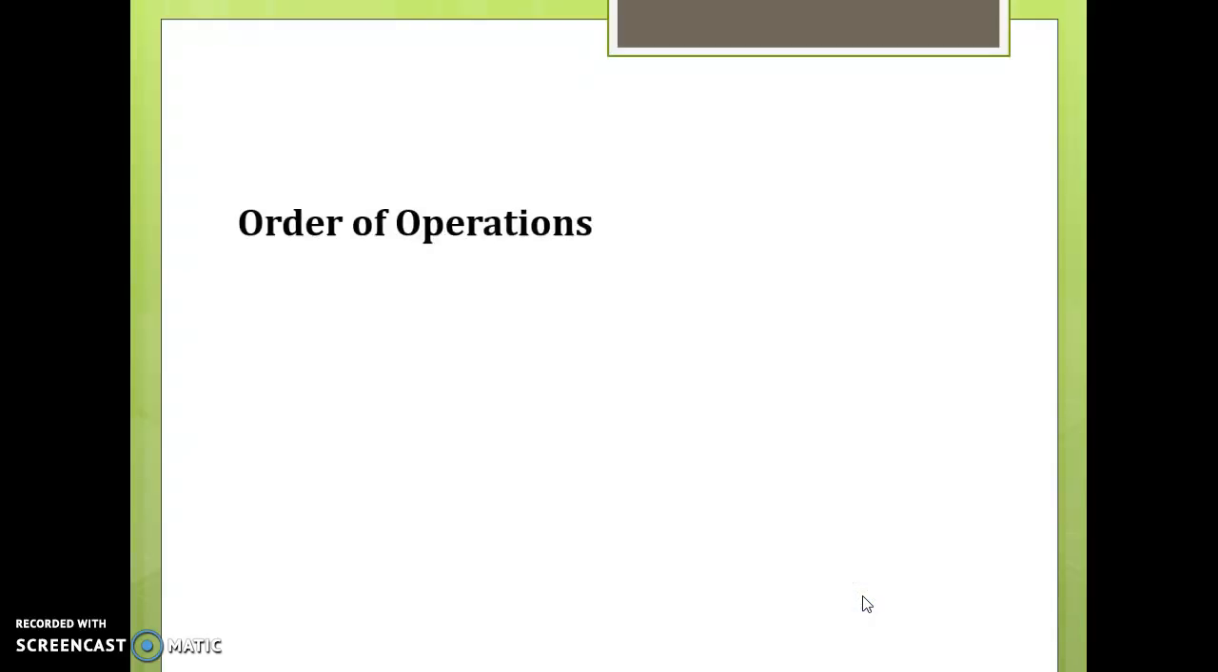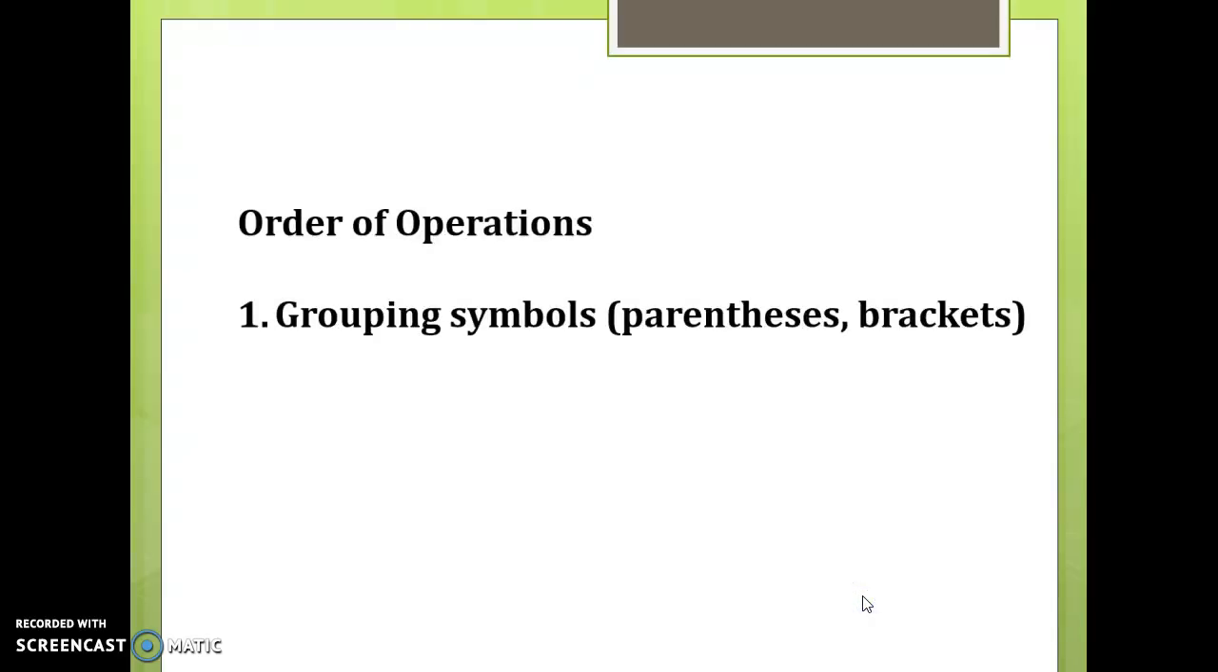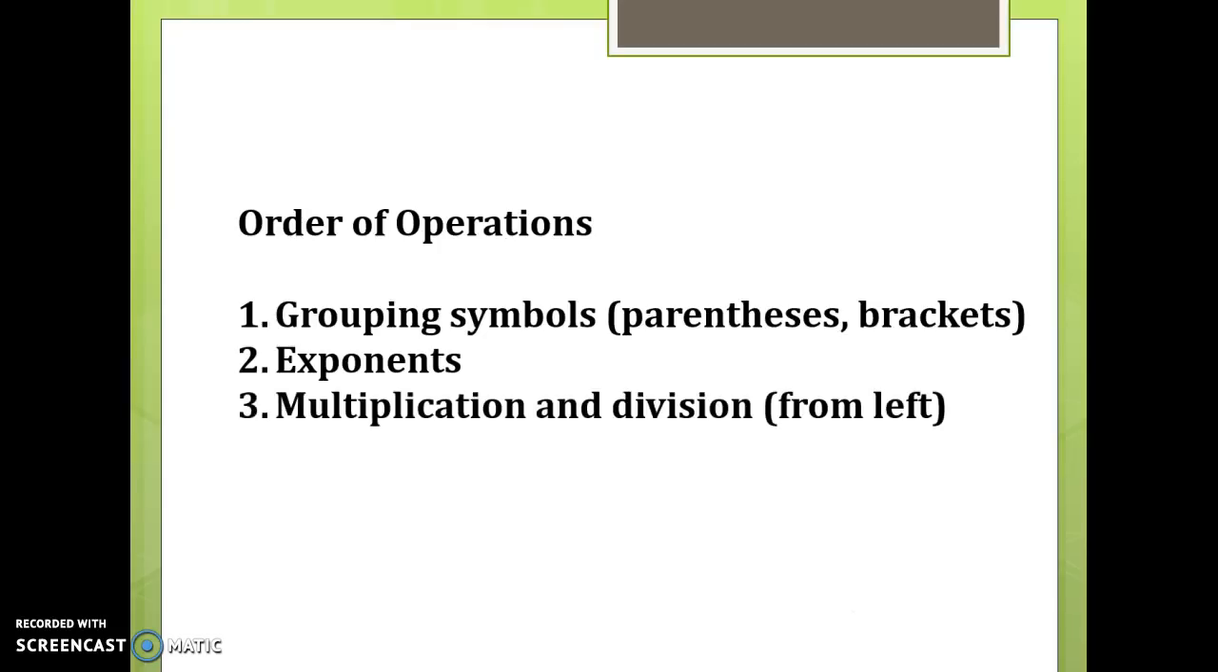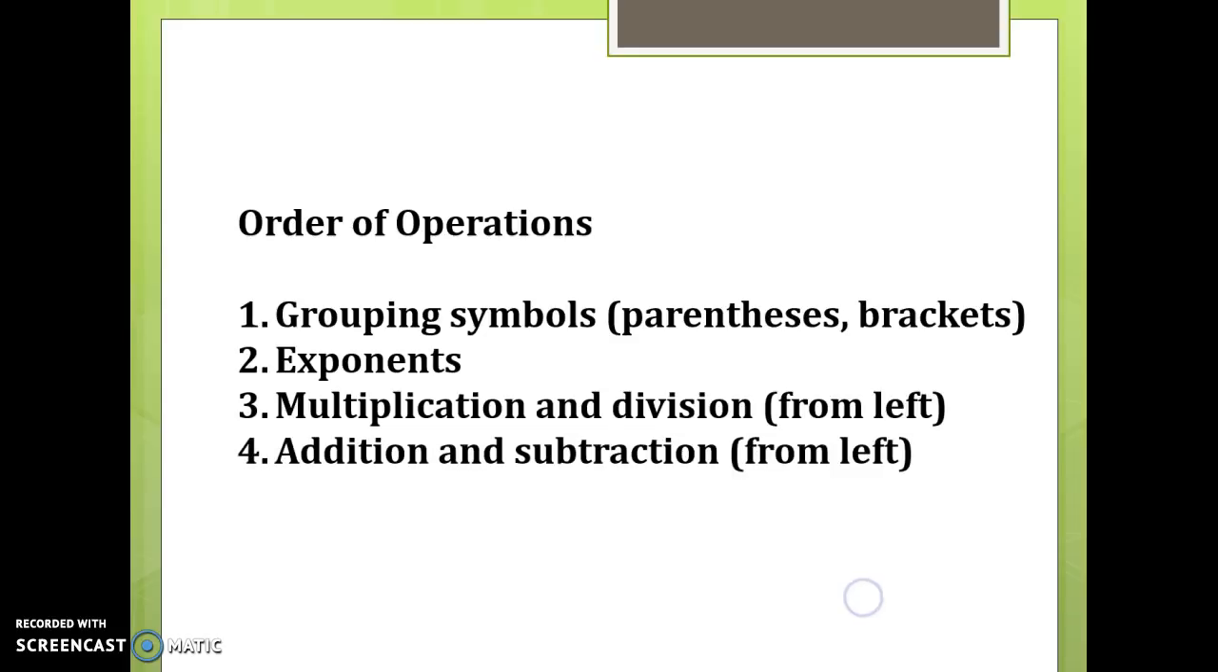So now let's recap order of operations. First we have to do grouping symbols, parentheses and brackets. Then we have to solve all exponents. Then we do multiplication and division, which has to be from left to right. And then addition and subtraction, again, what comes first from the left.